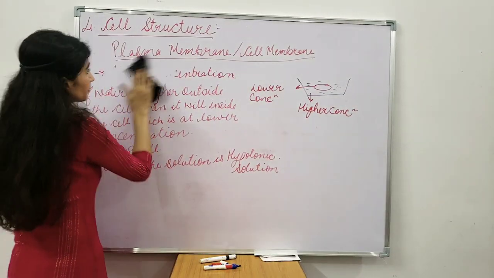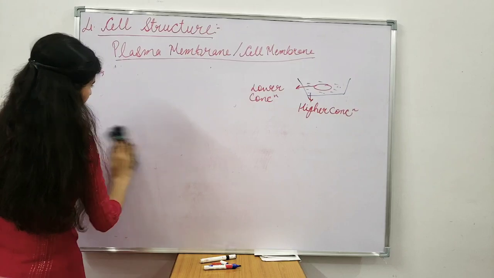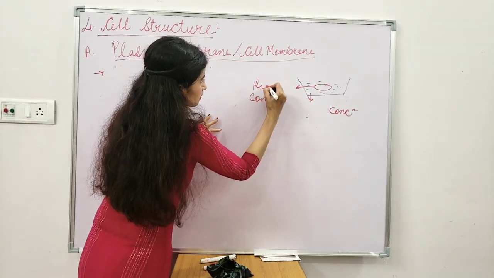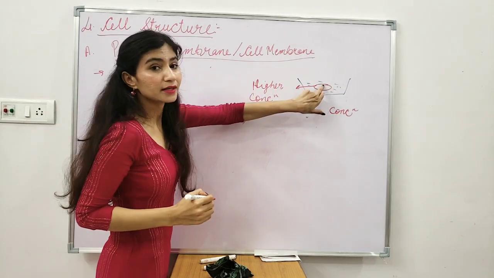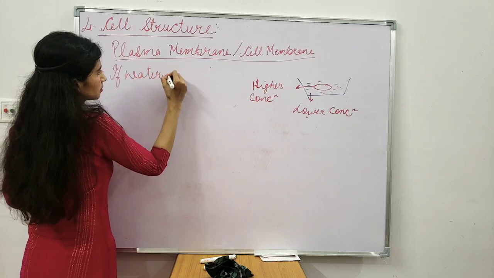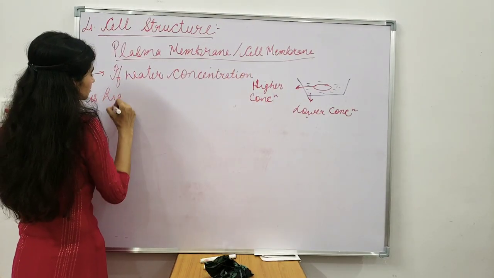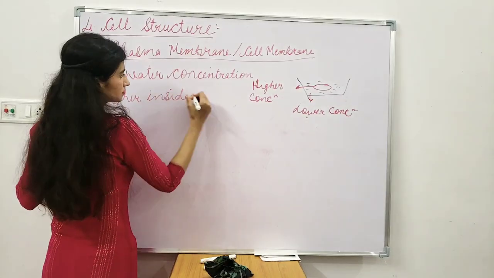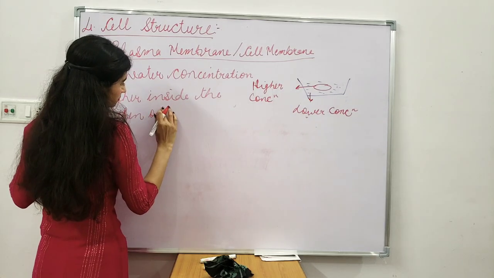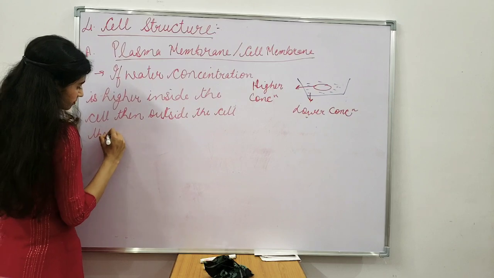The next situation will be the other way around, the second one. The next situation is when the concentration of water is higher inside the cell and lower outside the cell. So if the water concentration is higher inside the cell than outside the cell, then what will happen?